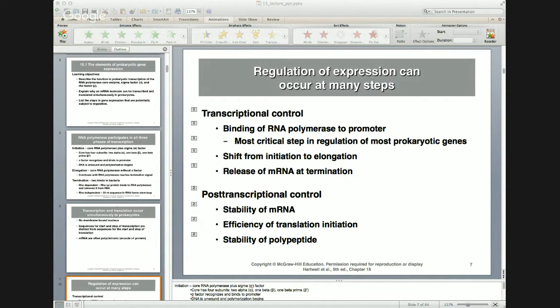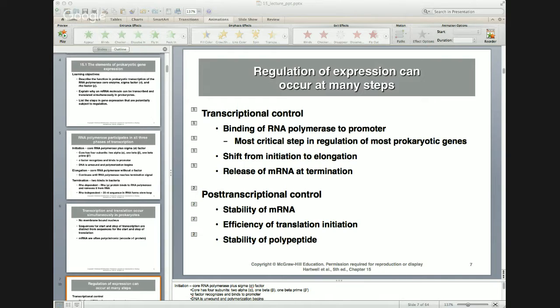Okay, great. So we're talking about regulation of gene expression in prokaryotes. And we learned that there are two phases of gene expression: transcription and translation. And within those two stages, you have initiation, elongation, and termination. And so regulation of gene expression can occur at any of these steps.